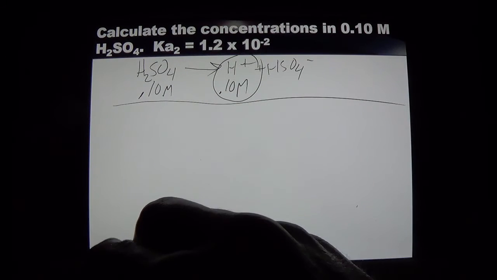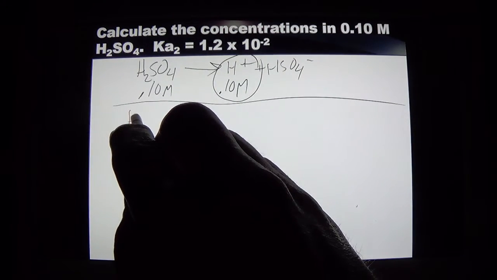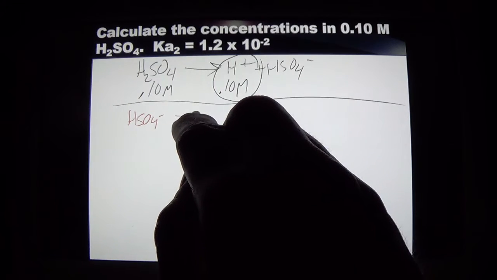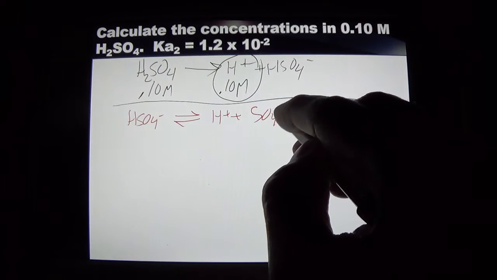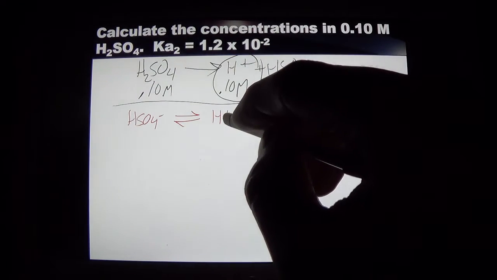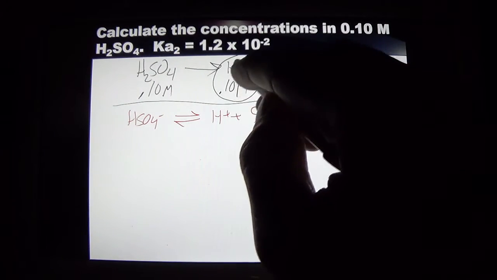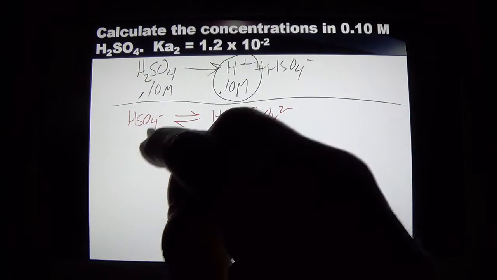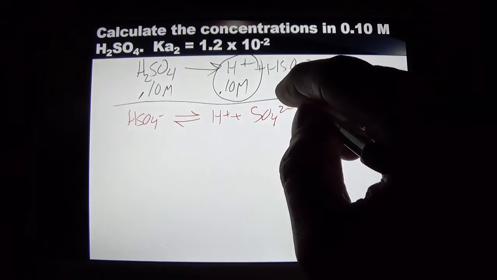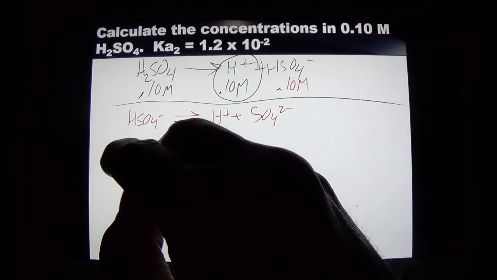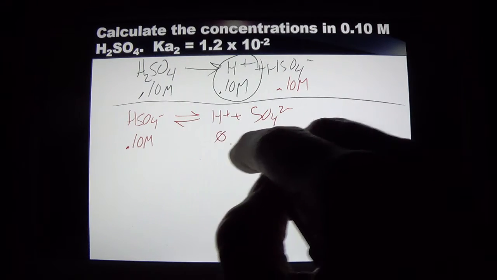Now we need to see what the second ionization is going to give us. So I'm going to write HSO4 minus, and this is going to be an equilibrium because I have a Ka, and it's going to give me H plus and SO4 2 minus. My goal is to calculate this so I can add it into that and get a grand total. How much of this do I start with? Well, over here we said it's a 1-to-1 ratio, and it's still a 1-to-1 ratio. So I'll make that much of that. I'm starting with 0.10 molarity of that.